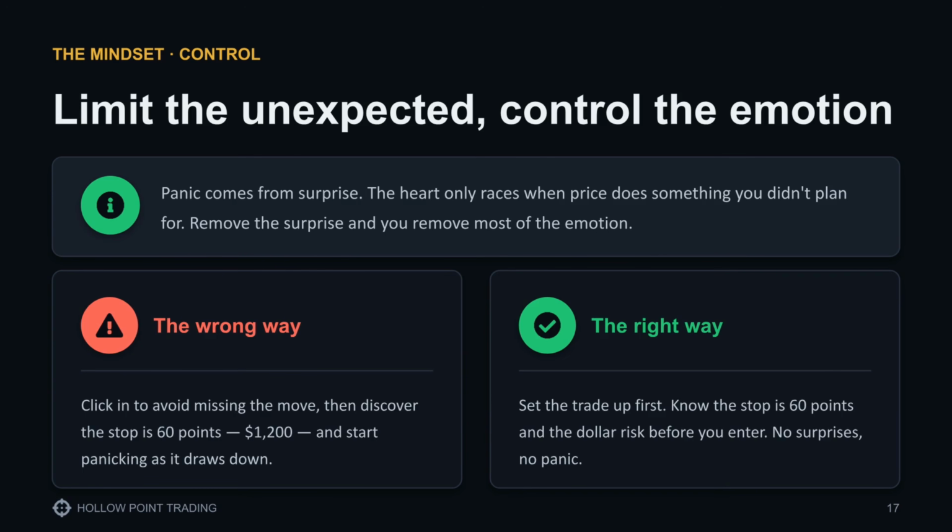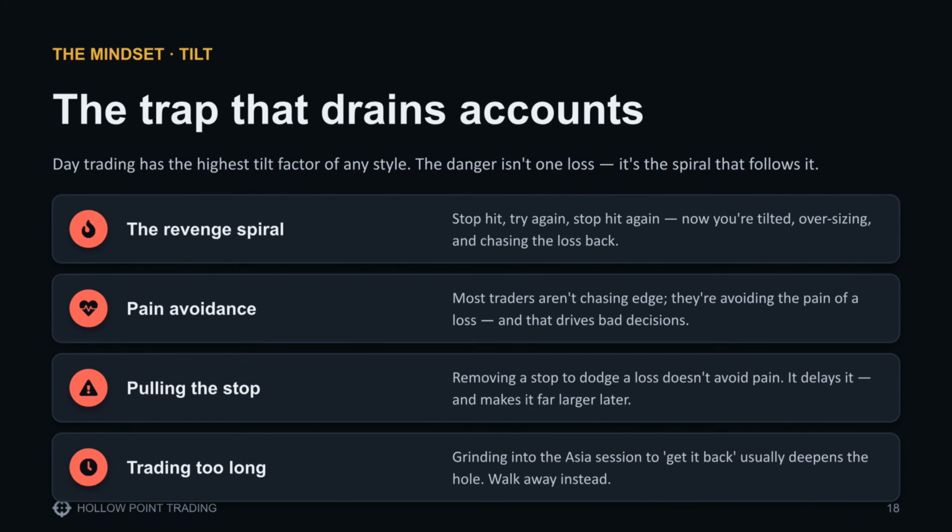By setting up your trade, knowing your exact risk, and defining your stop levels before you enter, you eliminate the emotional response to price movement. The real danger that drains accounts is tilt, the emotional spiral following a loss. Whether it's revenge trading, avoiding the pain of a loss by pulling your stop, or trading too long, these behaviors are traps. Recognizing and avoiding these spirals is essential for survival.